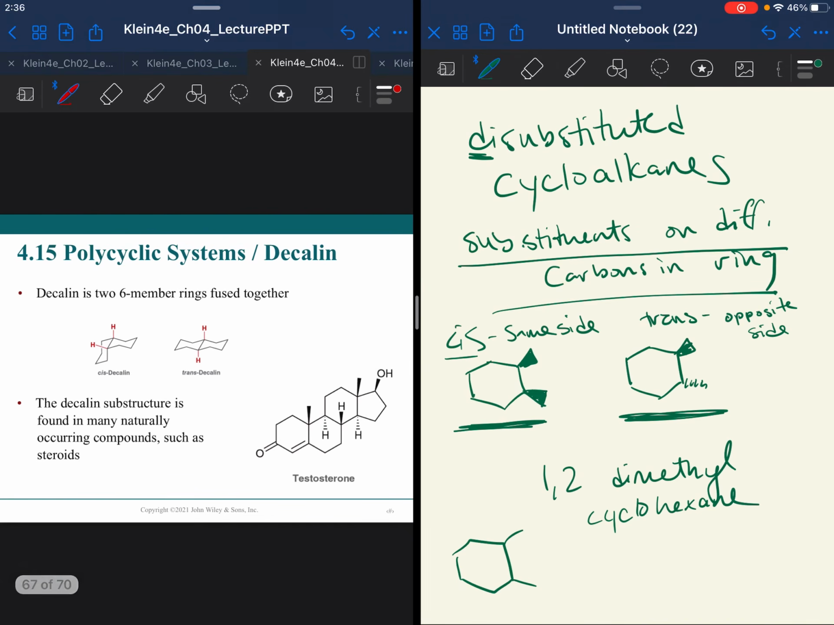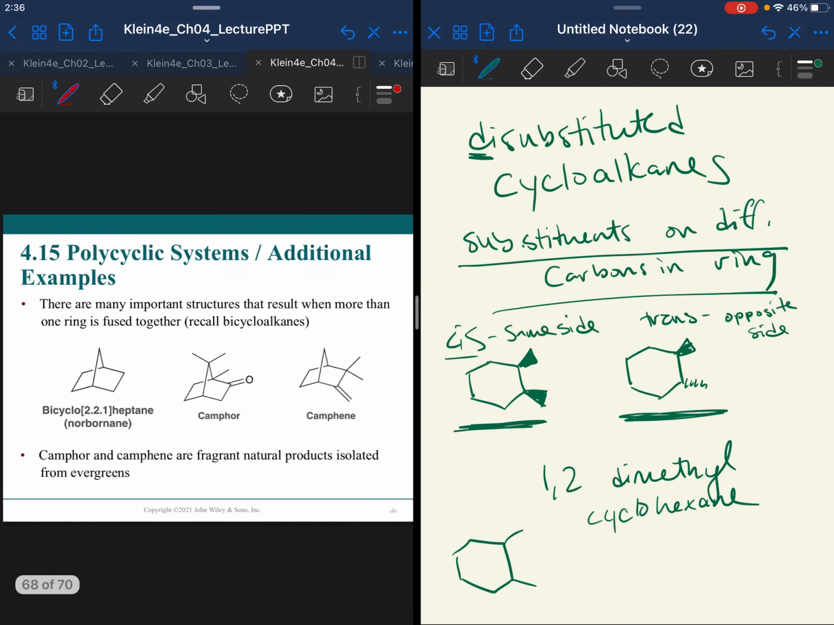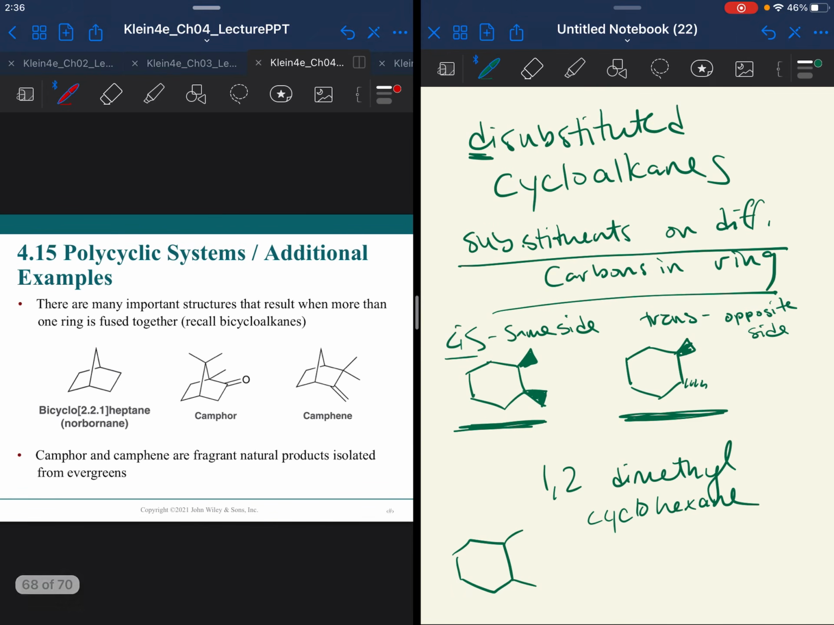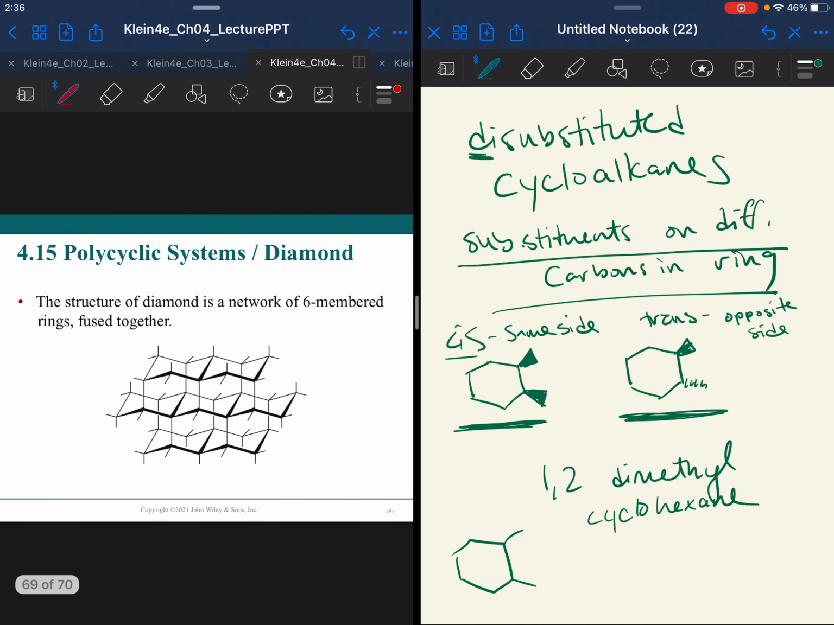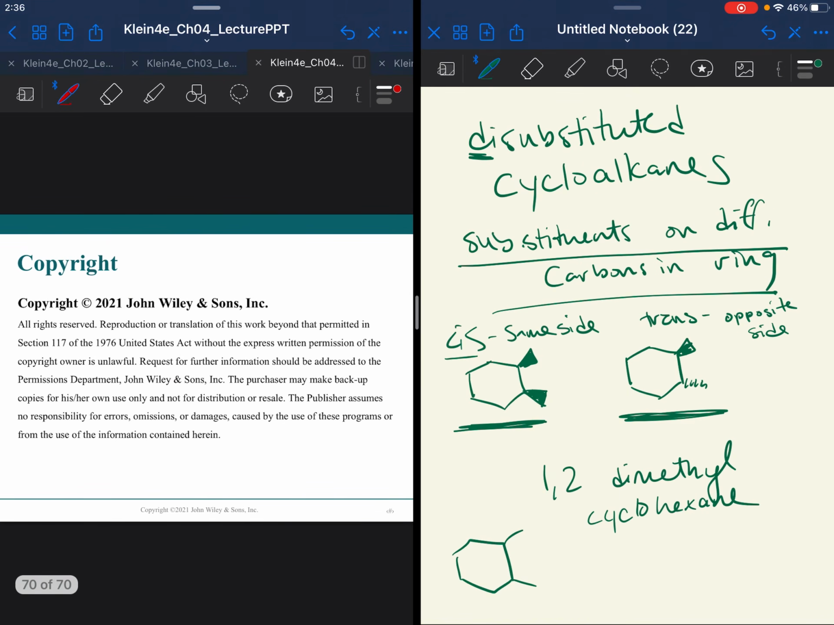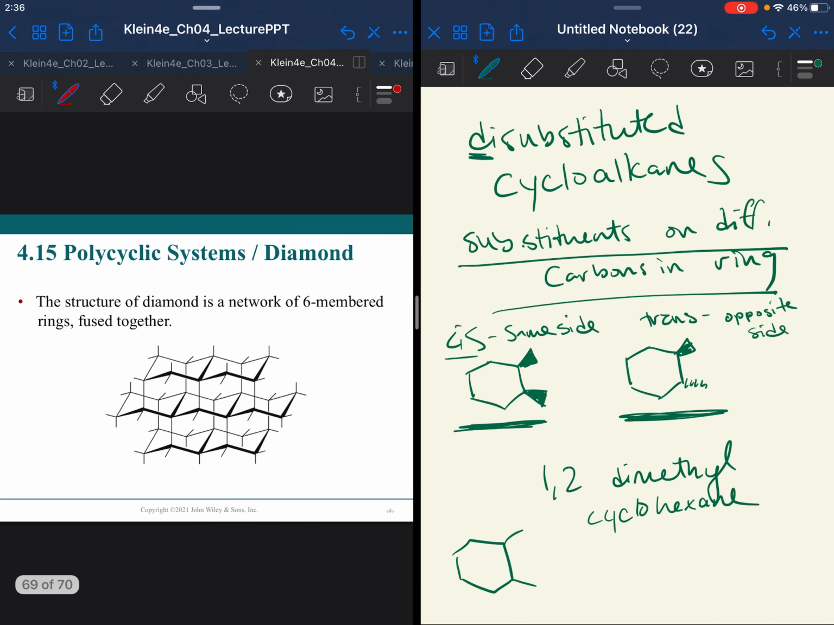Now, 4.15 is about polycyclic systems. I am not going to ask you anything about polycyclic systems, but you have the same issues when you have fused 6-membered rings. You get a bunch of connected chairs, and it's very common to see these 6-membered rings in polycyclic structures. And that's one of the reasons why diamond is so strong. It's all carbon bonded to other carbon, no ring strain, no angle strain, very strong sigma bonds. And that's the end of chapter 4.